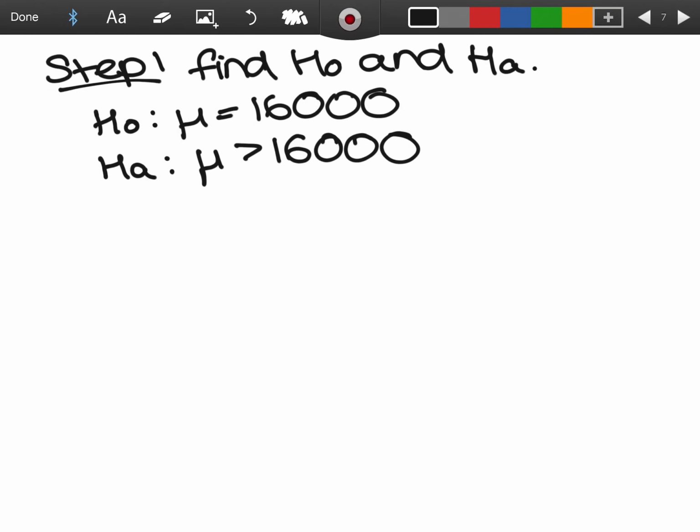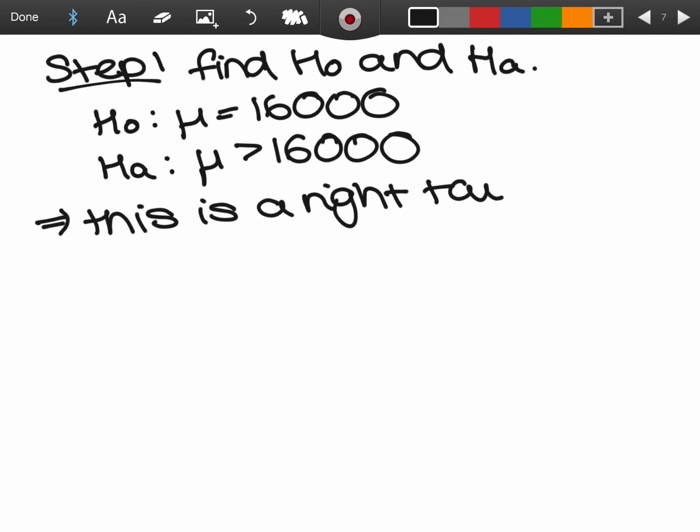So we are testing that. So we now have a right-tailed test. Because we have a greater than, it is a right-tailed test. If it was a less than, it would be a left-tailed test.